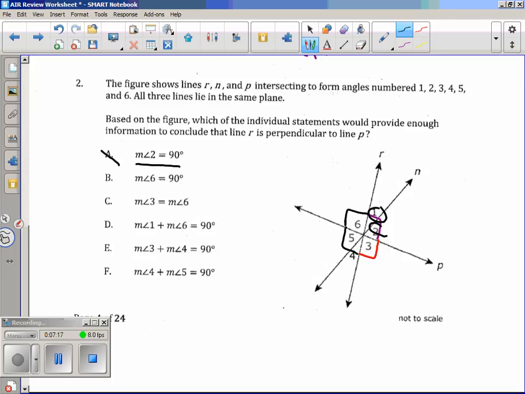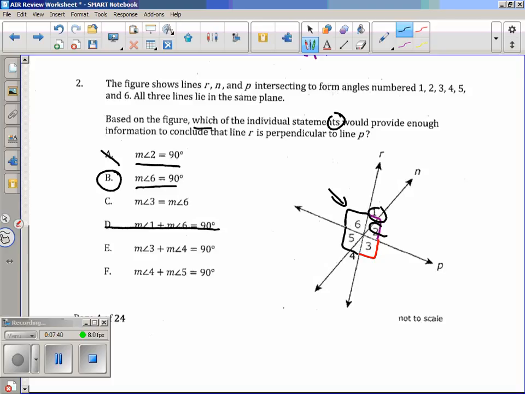Letter B, angle 6 is 90. Yeah, angle 6 is 90. That would be enough, so B would be a choice. Now notice it said which of the individual statements, which means there could be more than one. Angle 1 plus 6 is 90. Well, 6 is 90 and 1, now that's going to add up to be more than 90, so we throw that out.